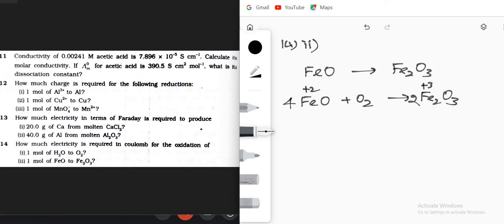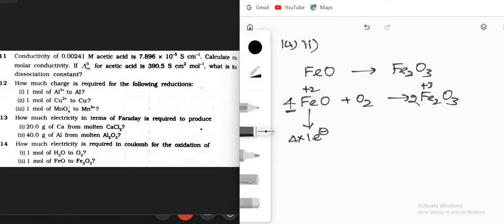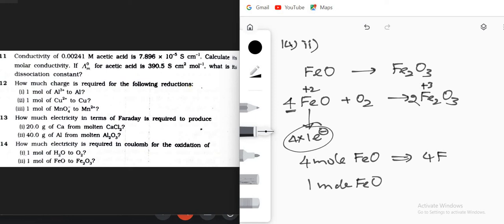Ferrous becomes ferric. So each ferrous ion releases 1 electron and becomes ferric. Here I have 4, therefore 4 into 1, 4 electrons. So what does this indicate? 4 moles of ferrous oxide require 4 Faraday of charge. 4 moles of electrons means 4 Faraday of charge. Therefore 1 mole of ferrous oxide, this is the question they are asking, requires 1 Faraday of charge. 1 Faraday means 96,500 coulombs, right?